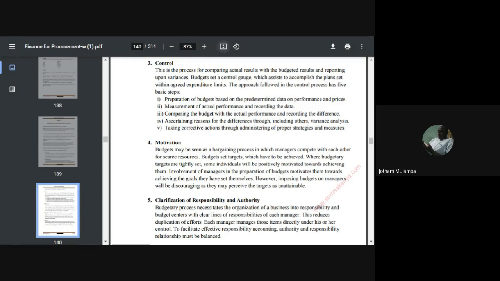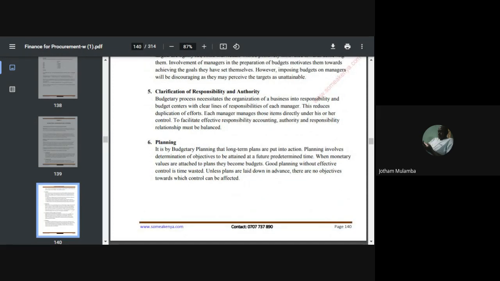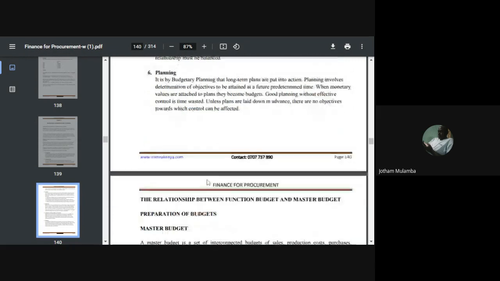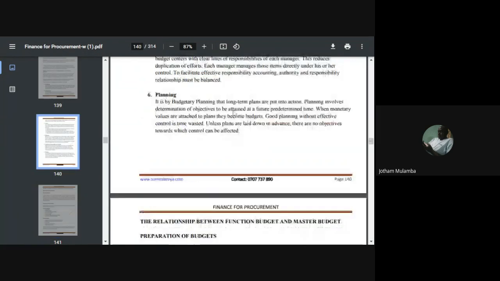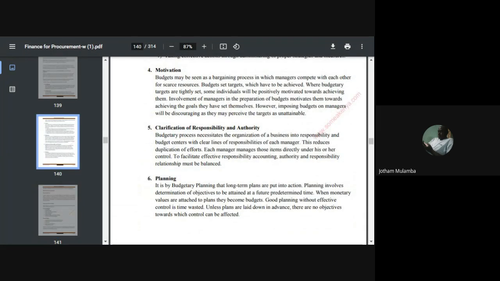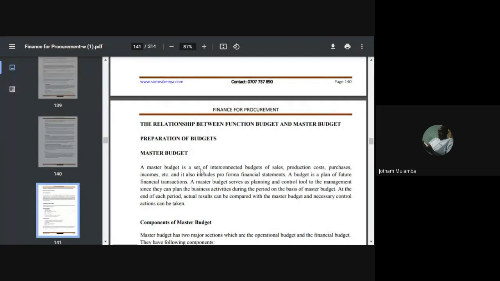And then another is clarification of responsibility and authority. Within the budget, every department will have their accounting officer. So it becomes easier for us to assign responsibilities. If we are giving money to the marketing department, we know who the accounting officer within the marketing department is, and we expect that person to bring the receipts or to account for every shilling that had been given. Then planning, of course, we use the budget to plan. You are able to know how much you are likely to get in the near future against how much you are going to spend in the same period.